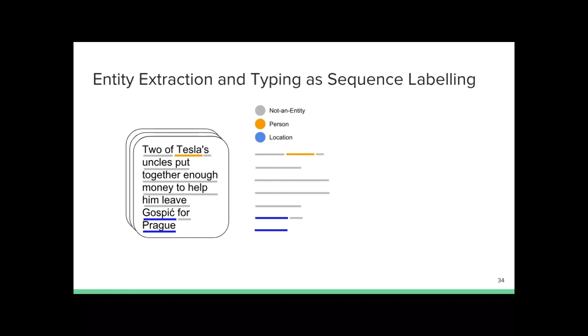How is this done? I'm trying to give you a high-level sense of it. It is often, or has been done in the past, using what are called linear chain conditional random fields, which are Markov networks of a particular simple structure that makes inference and training in these models easy.